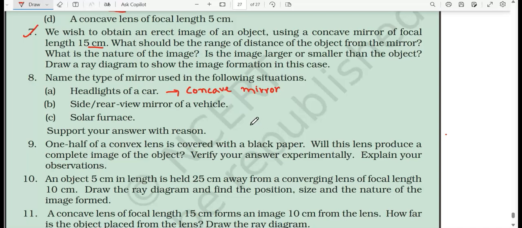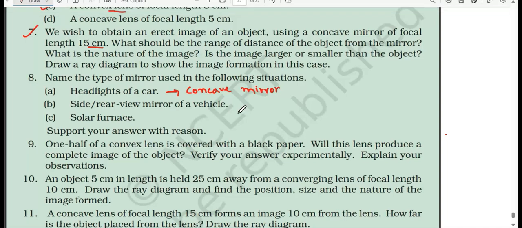All right. So why do we use concave mirror? You say, ma'am, you'll be explaining the answers also. Okay. So remember, we use concave mirrors because it can produce powerful parallel beam of light when the light source is placed at their principal focus. Okay. So that is why we need those parallel powerful beams of light so that we can see the objects ahead of us. That is why headlights of a car has concave mirror.